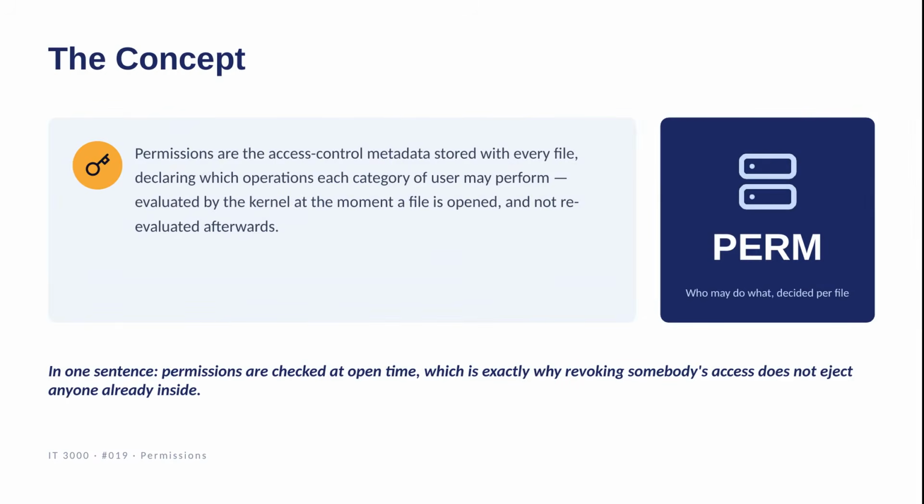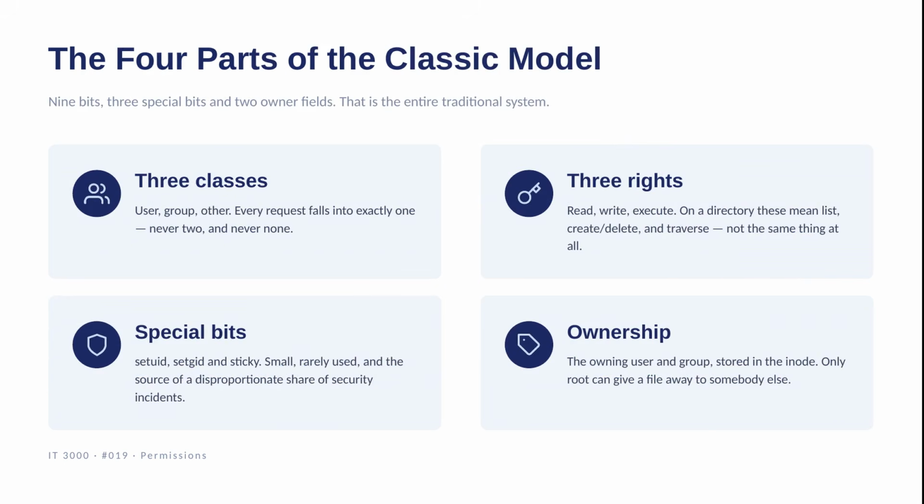So let's pin down the concept properly. Permissions are just metadata, a small tag attached to every file, riding along in its inode that declares which categories of user may perform which operations. The kernel consults that tag when a process asks to open the file, makes its decision, and then steps out of the way. And this is where the subtlety lives. If you revoke somebody's access while they already have the file open, they stay inside. The check already happened.